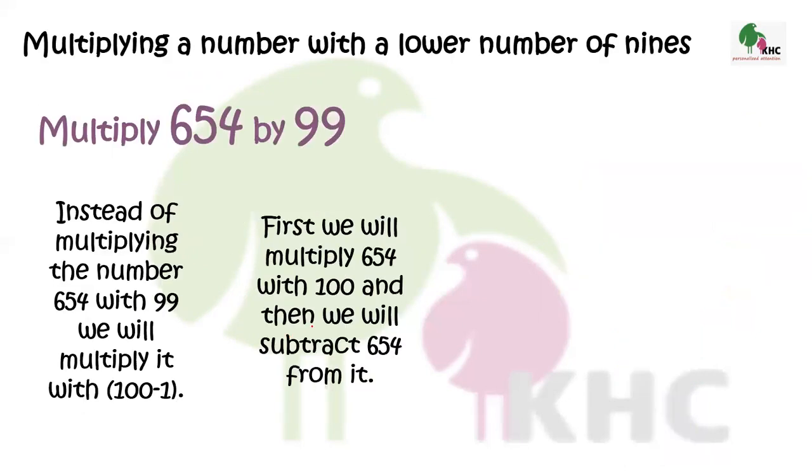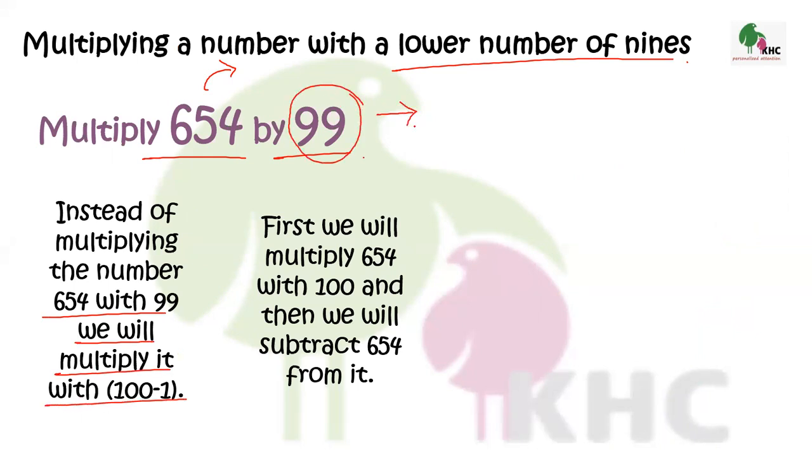Now comes the third case, multiplying a number with a lower number of nines. In this particular question, you see the number of digits is higher in this number, whereas there are lesser number of nines. In that case, instead of multiplying the number directly, we are going to express this 99 as 100 minus 1. Okay, so multiplying 654 by 99 is same as multiplying 654 with 100 and subtracting 654 from that product.